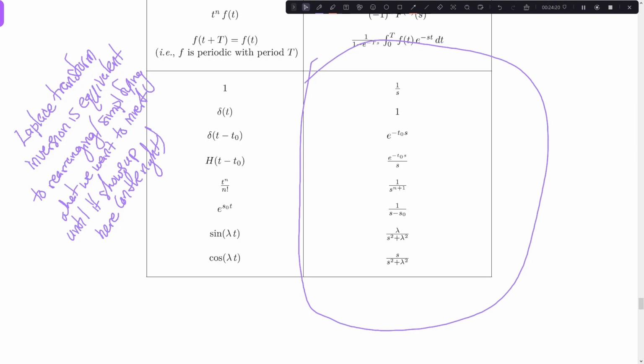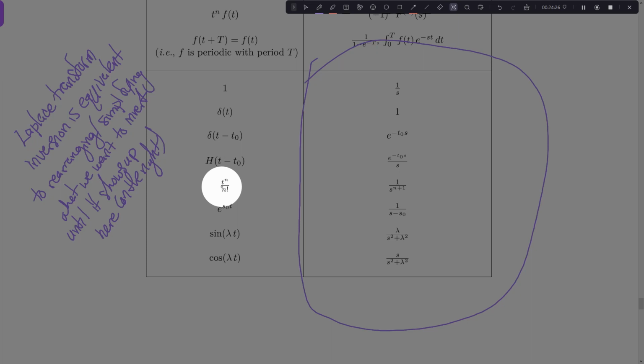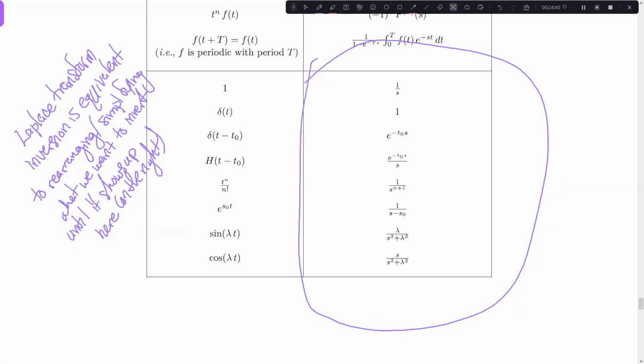So if I look at some specific functions here, don't worry about the delta or the h yet, but I can look at my specific function. If I'm transforming the specific function t to the n over n factorial, it transforms to 1 over s to the n plus 1. If I'm transforming the specific function sine of lambda t, that becomes lambda over s squared plus lambda squared. So there's all the specifics. I can just do a quick example for you.